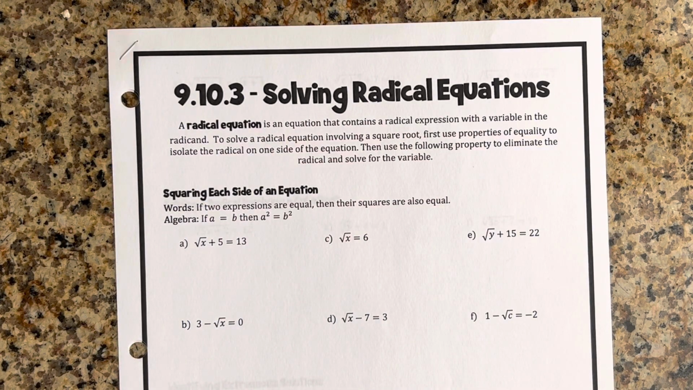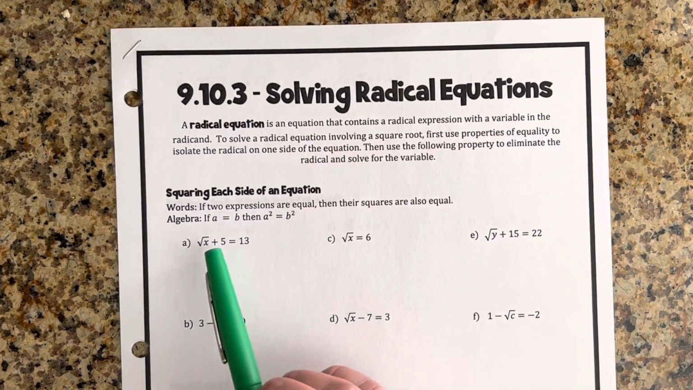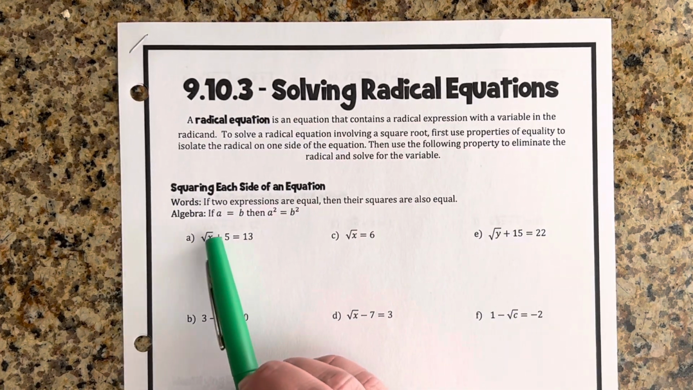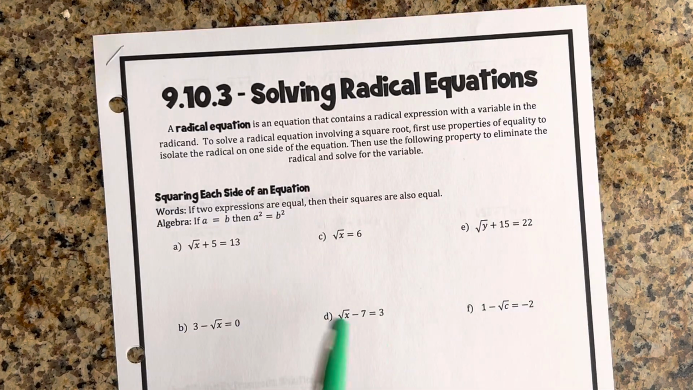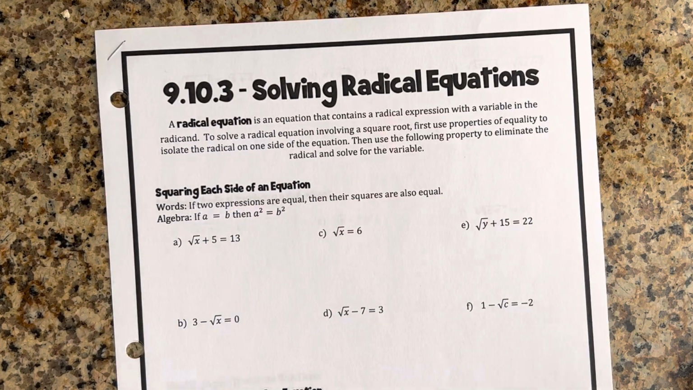Okay, today we're going to talk about solving radical equations. So at the top it says a radical equation is an equation that contains a radical expression with a variable in the radicand. So remember, radicand just means what's inside. So we're going to have an equation that has a radical with a variable inside.